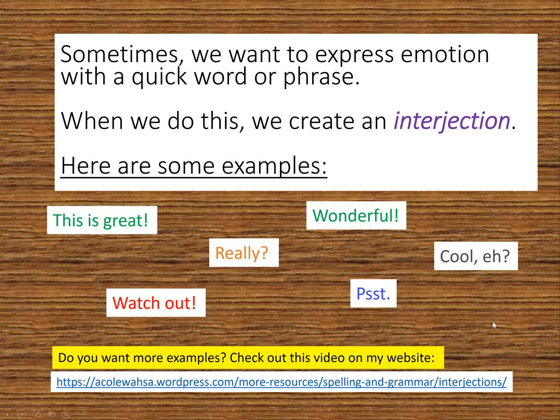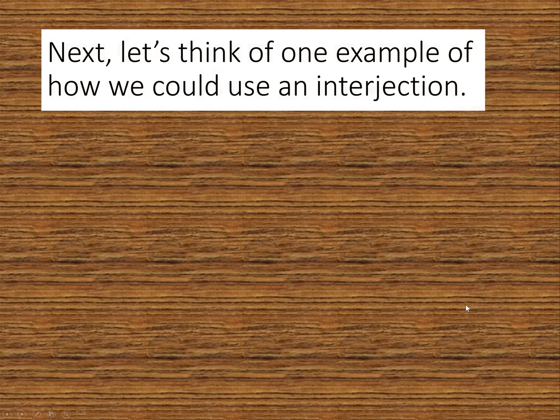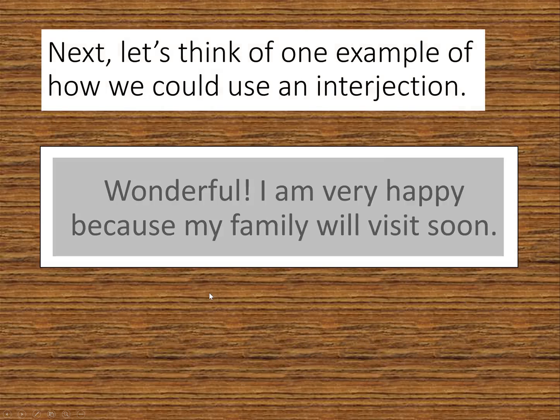We'll do one example using an interjection though today. So let's think of one example here. So here's an example. Wonderful. I am very happy because my family will visit soon. So I don't know if you can spot the interjection. Probably the easiest way to use an interjection is to put it at the beginning, right? Usually you would use an interjection with another sentence, right? So maybe you put your interjection, right? So here's my interjection, actually, this wonderful exclamation mark, wonderful.